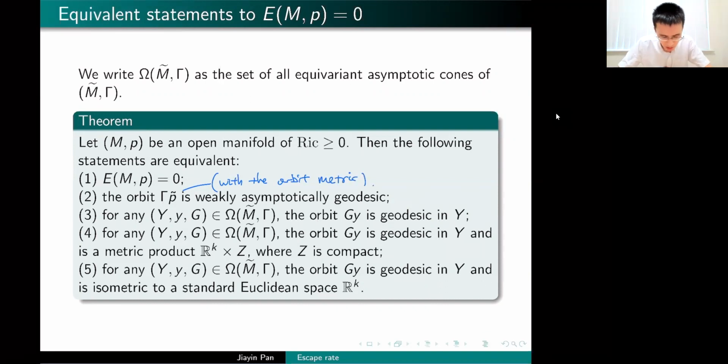Then the third statement, which I mentioned: if you have weakly asymptotically geodesic, and you consider the equivariant Gromov-Hausdorff convergence that goes to Y with G, then this orbit converges to the limit orbit G dot Y inside the limit space capital Y. So the third condition says that for any asymptotic cone, the limit orbit G dot Y is geodesic in capital Y. Then the fourth condition says not only is it geodesic, but it's indeed a metric product R^k cross a compact set Z. Then the last condition says the compact factor does not exist, right?